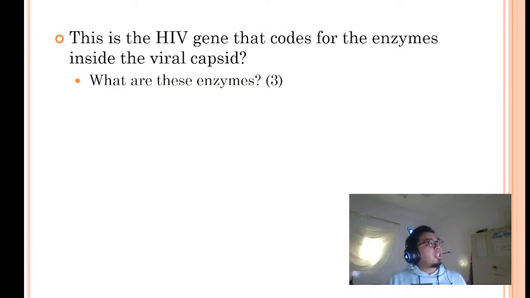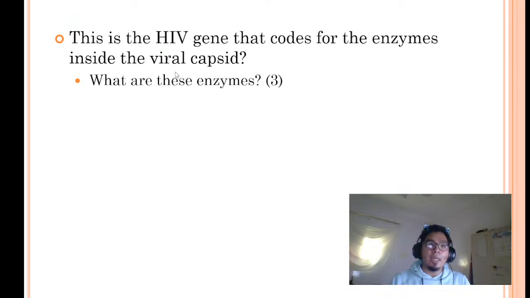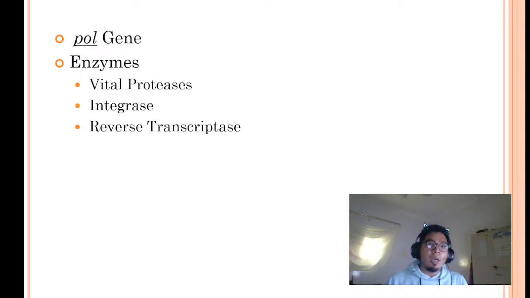And this is the HIV gene that codes for the enzymes inside the viral capsid, the Pol gene, okay, and then we have the enzyme gene. What are the enzymes? This is the HIV gene. We're talking about the gene first. So the Pol gene is responsible. Pol, all right. It's not Paul as in Saint Paul. No, it's Pol gene, Pol. Okay, and the enzymes that are coded are your viral protease, integrase, and the reverse transcriptase.